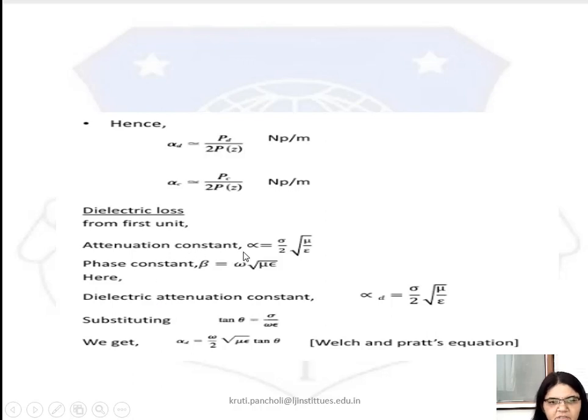Similarly, the attenuation constant alpha is equal to sigma upon 2 square root of mu upon epsilon for the dielectric loss. The phase constant beta is equal to omega square root of mu epsilon. Dielectric attenuation constant alpha d is equal to sigma upon 2 square root of mu upon epsilon. So alpha d is equal to omega by 2 square root of mu epsilon tan theta, where tan theta is equal to sigma upon omega epsilon.